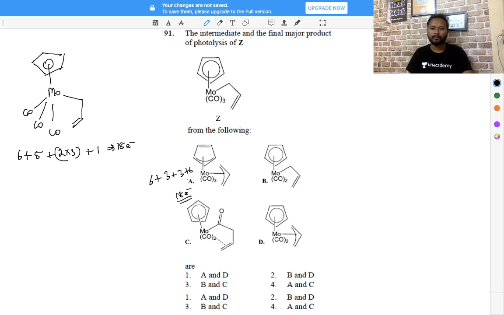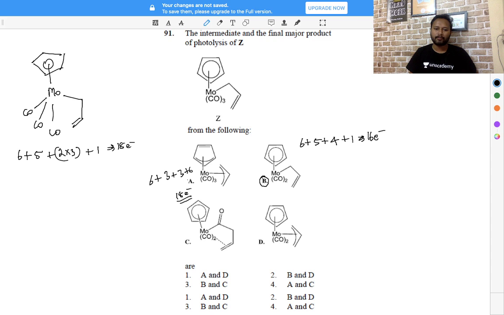If you go to option B, over here also you have 6 from molybdenum, 5 from this eta 5, and from each CO you have 2 electrons, so 4 from there, and plus 1. So you will have 16. So it's a 16 electron species. It can be your intermediate. So this is one of the probable answers which could be the intermediate.